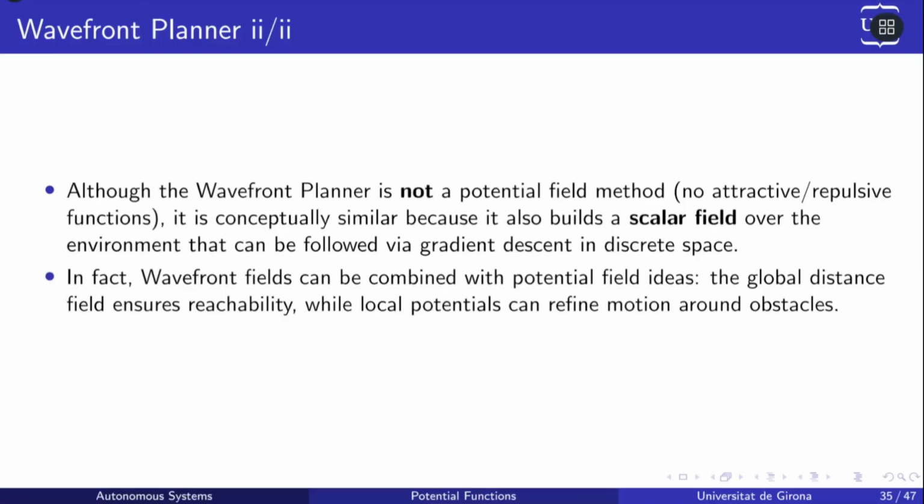Here I put just this disclaimer, that the wavefront component is not a potential field method per se, because it's not an attractive-repulsive function. Conceptually, it's the same. That's why I explained it here, and because it generates this scalar field. In the end, that is what we want: for each configuration to know how far I am from the goal and which direction I have to follow, and just follow the minimum gradient direction, and it will work. Although it's conceptually very similar, it is not a real potential function. Let's try to be rigorous and call things by their name.